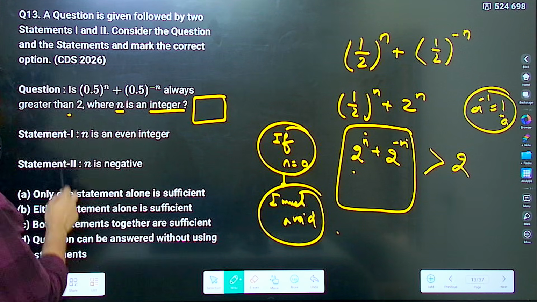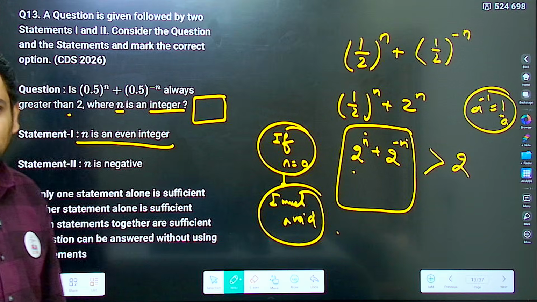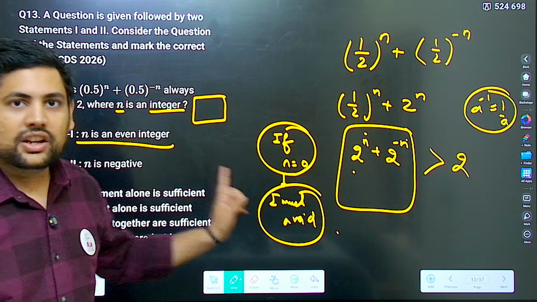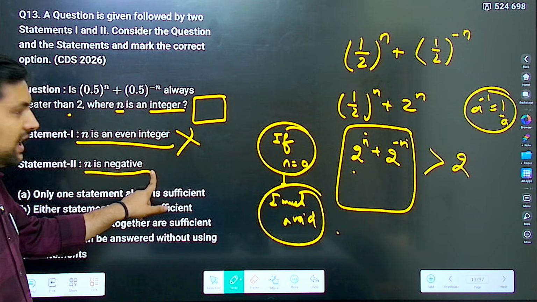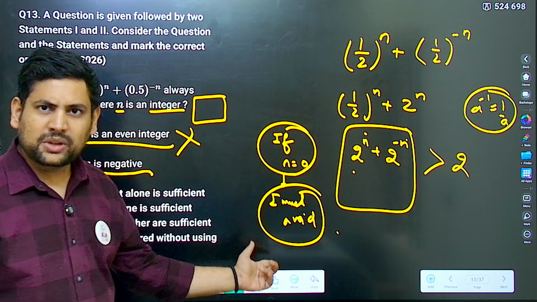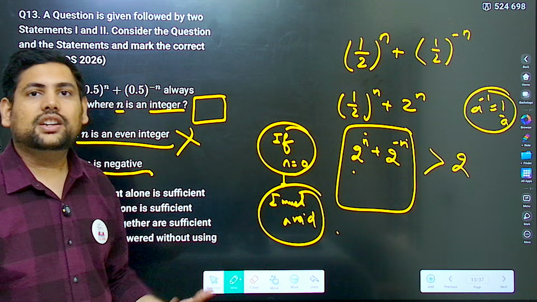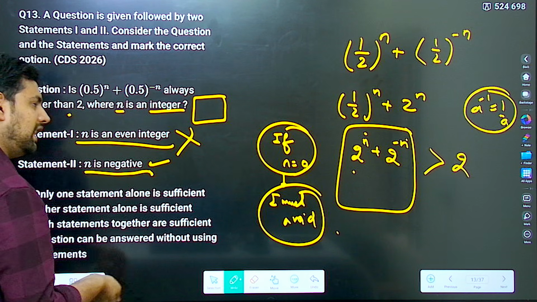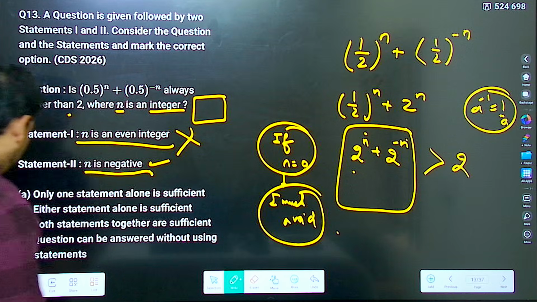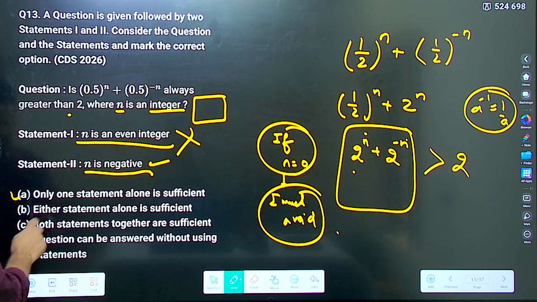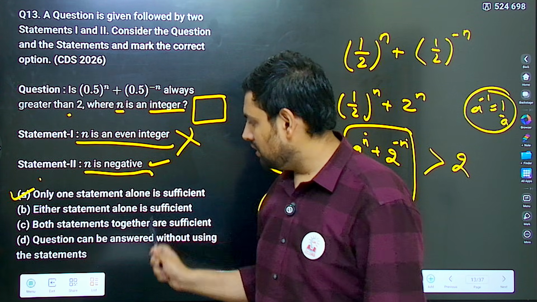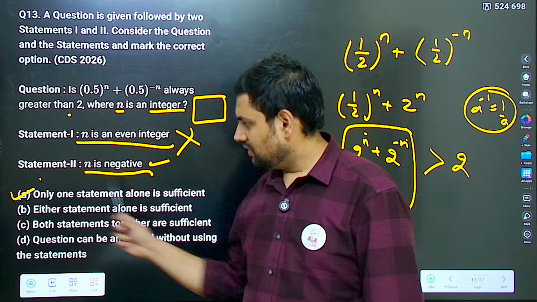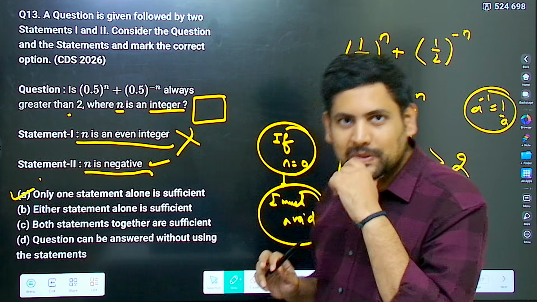Now, n is an even integer. Is this enough? No, because 0 is also an even integer. Wrong. N is negative. Yeah, if it is negative, it means it is not 0. Is this sufficient? Yes, sir. No problem. So second is sufficient. Answer becomes only one statement alone is sufficient. Only one, that is the second statement. Either alone is sufficient? No. Both together? No. Cannot be answered? No. Answer becomes A. Understood how you are solving this?